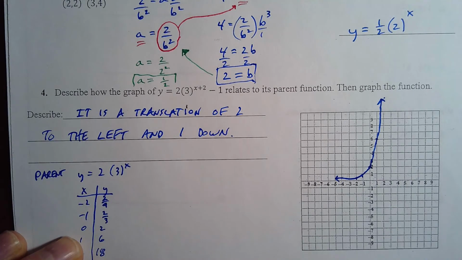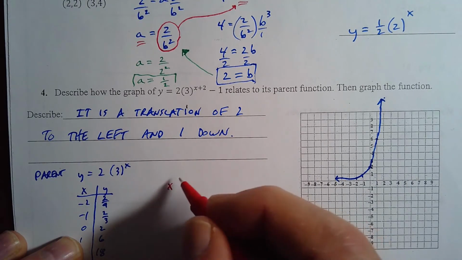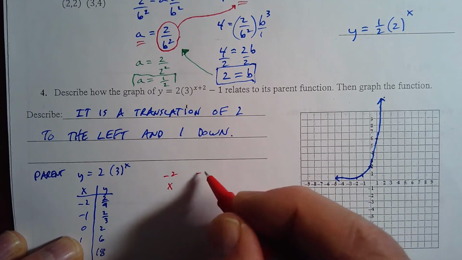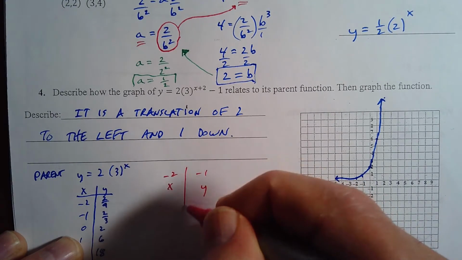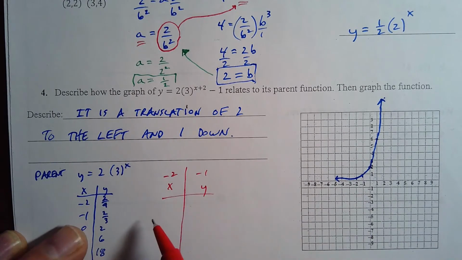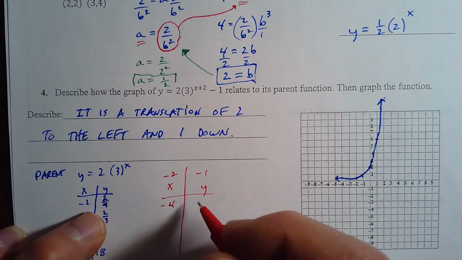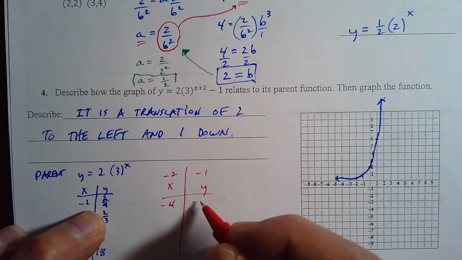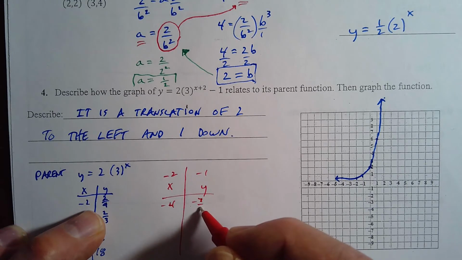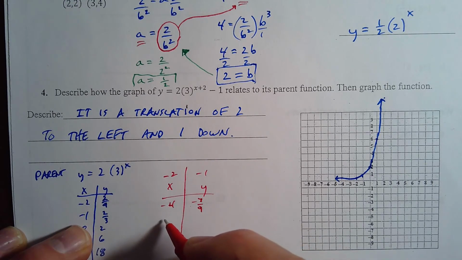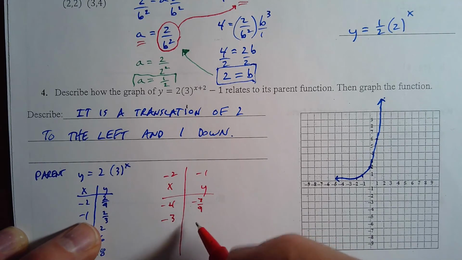And now the slide. So this was, whoops, this is x and y here. So now the slide piece, we're going to subtract 2 from my x's, and we're going to subtract 1 from my y's. So if I subtract 2 from my x, I get a -4 there. If I subtract 1 from this 2/9, I get -7/9. If I subtract 2 from -1, that gives me a -3. And then subtracting 1 from 2/3, that gives me a -1/3.